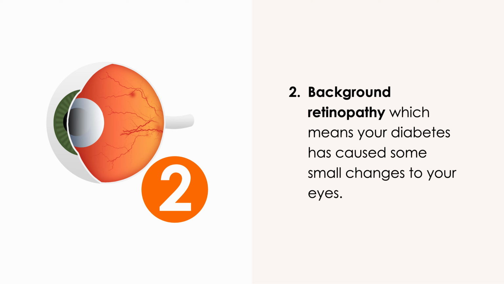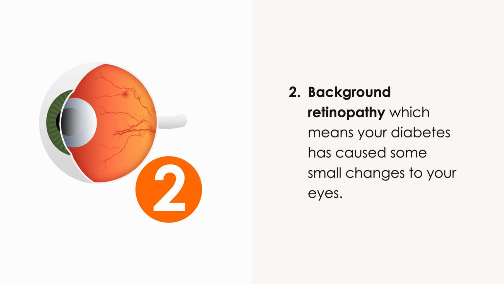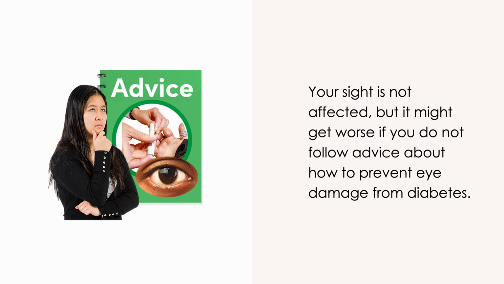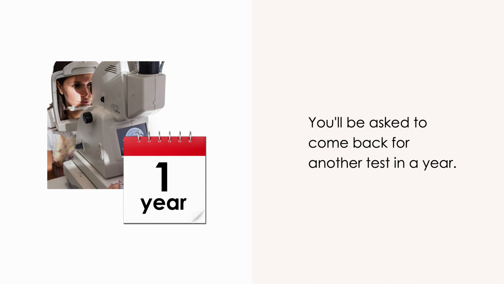2. Background retinopathy, which means your diabetes has caused some small changes to your eyes. Your sight is not affected, but it might get worse if you do not follow advice about how to prevent eye damage from diabetes. You'll be asked to come back for another test in a year.